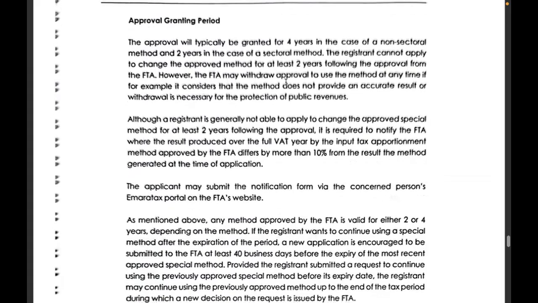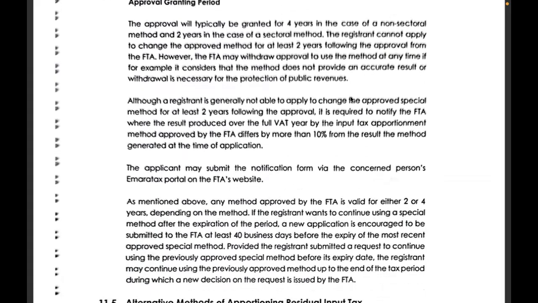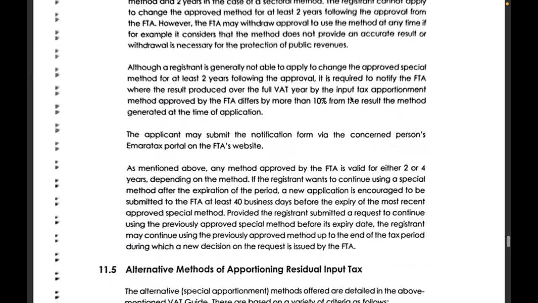However, the FTA may withdraw approval to use the method at any time if, for example, it considers that the method does not provide an accurate result or withdrawal is necessary for the protection of public revenues. So basically, this is the discretion of FTA to withdraw that approval, not because the taxpayer was concerned that we made a mistake going with the alternative method. So it is totally the discretion of FTA.